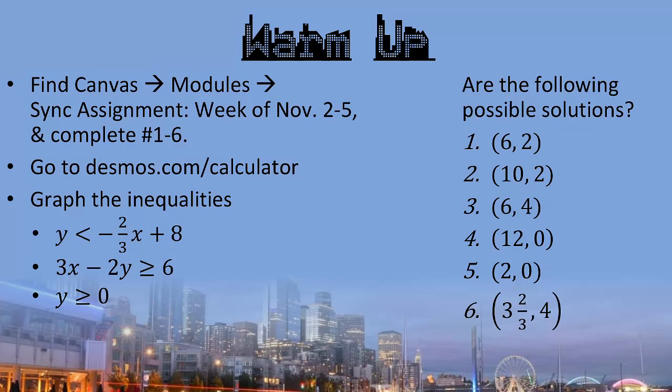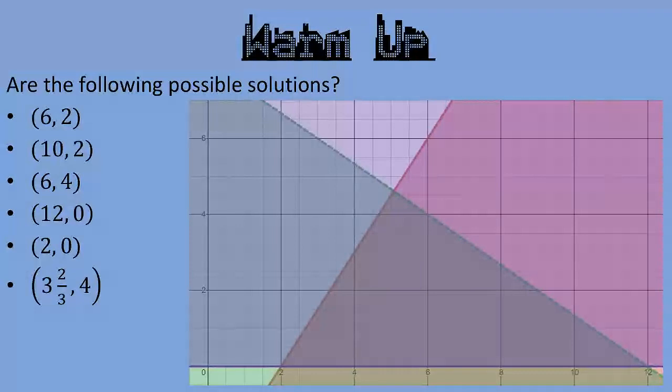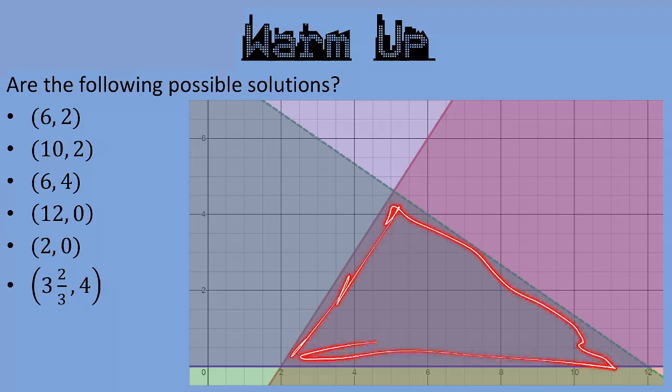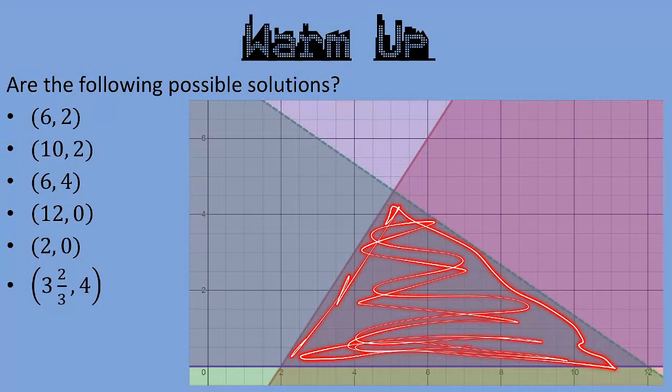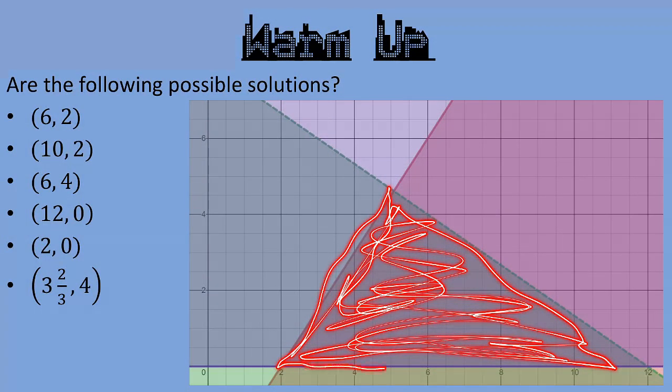All right. So when you put those inequalities into the calculator, this is what you should get. Hopefully yours looked like that. So this region here, this is the intersection of the three inequalities. And notice that this is a solid line and this is a solid line. And then this is a dotted line.